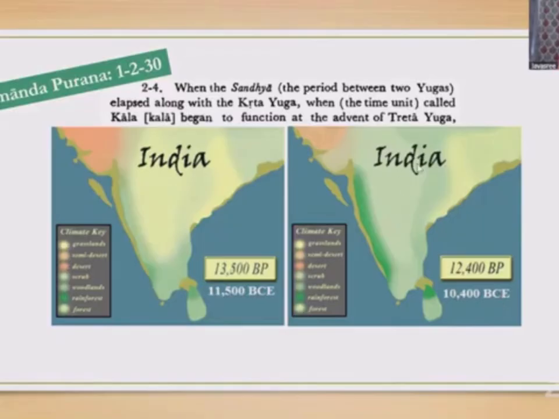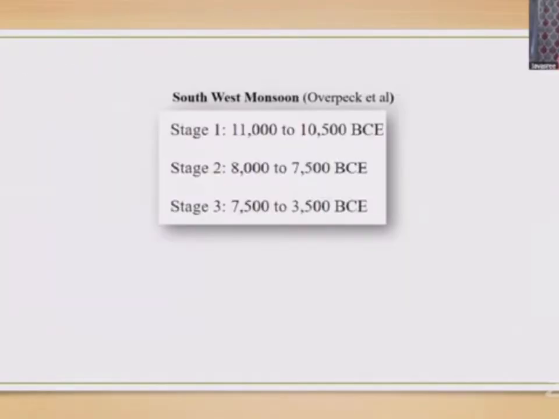Until then, our India, particularly South India, was without any rivers because all the South Indian rivers are fed by rainwater. There was no rainfall until 10,400. And the Puranas also say only when the rainfall came, Treta Yuga started. So when did the rainfall come? We have, fortunately, Overpeck et al. who have done research on the onset of the southwest monsoon for the first time. In 3 stages, it had come up.